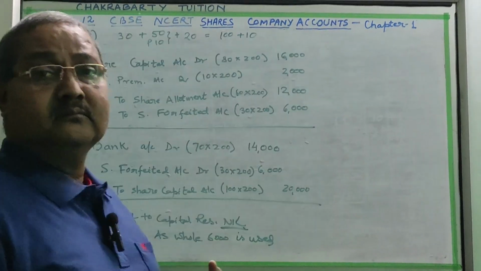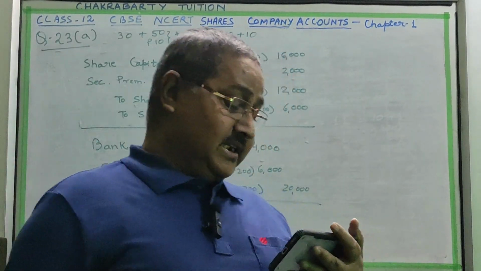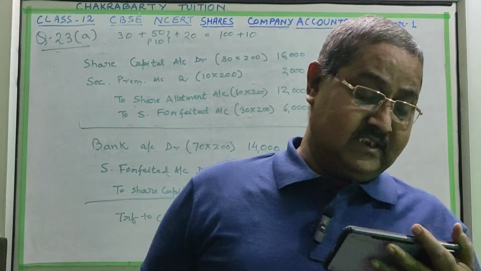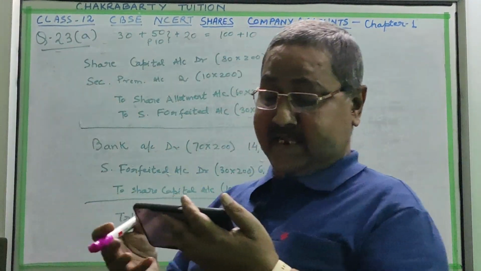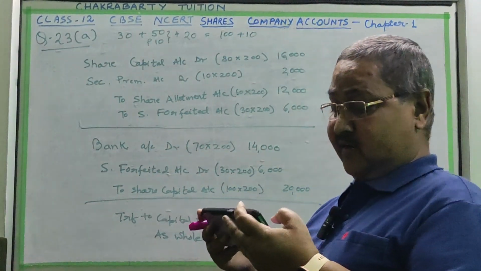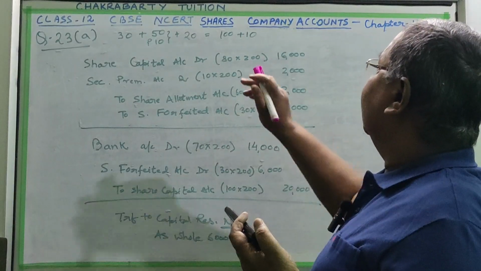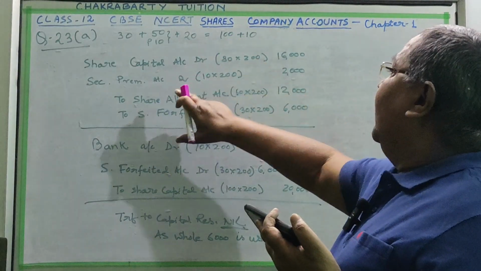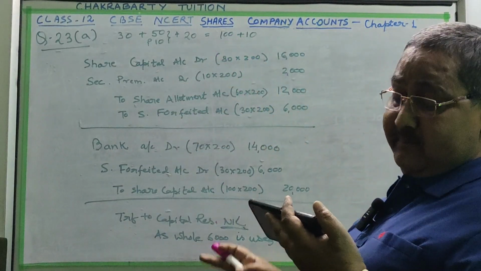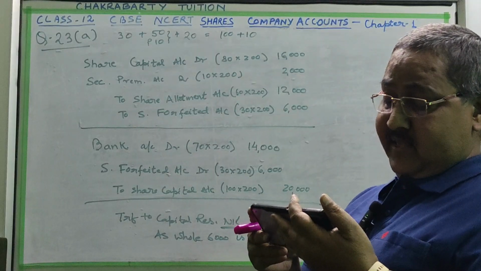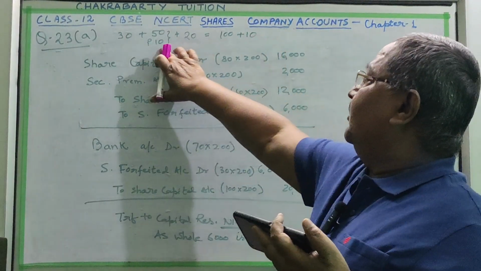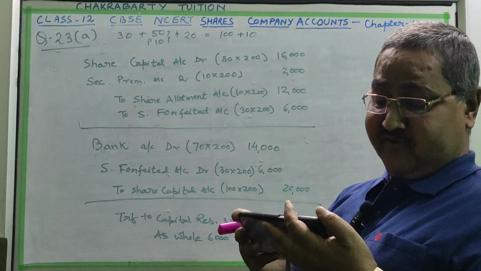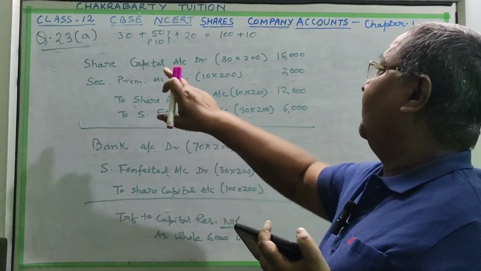Okay. Now question number 23. Here 3 questions are there, A, B, C, D. So first we will solve 23A. In that, 200 shares of 100 each, issued at a premium of 10 rupees, were forfeited for the non-payment of allotment money.